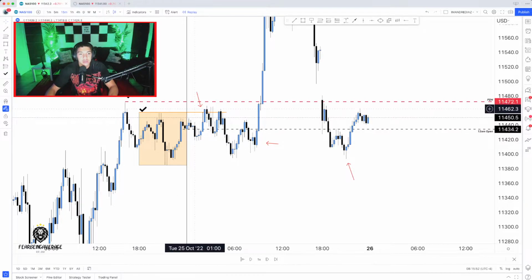After we ran this high, created this high of the day at 3 a.m. You can see right here, 3 a.m.